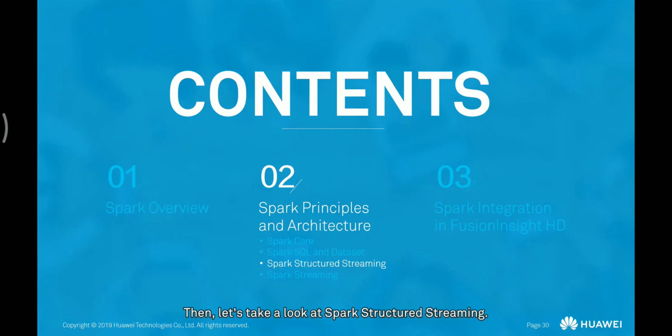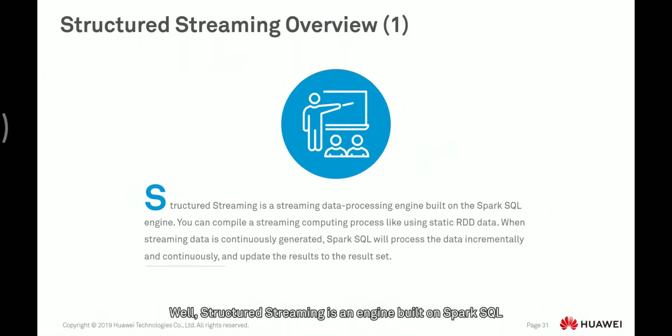Then, let's take a look at Spark Structured Streaming. Well, Structured Streaming is an engine built on Spark SQL to process streaming data. It's programmed by using Scala and has fault tolerance capability. Streaming computing processes are compiled similar to the application of static RDD data. If streaming data is incrementally and continuously produced, Spark SQL will continue to process the data and synchronize the result to the result set.